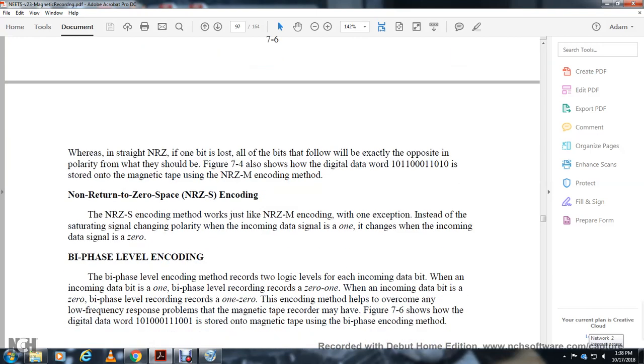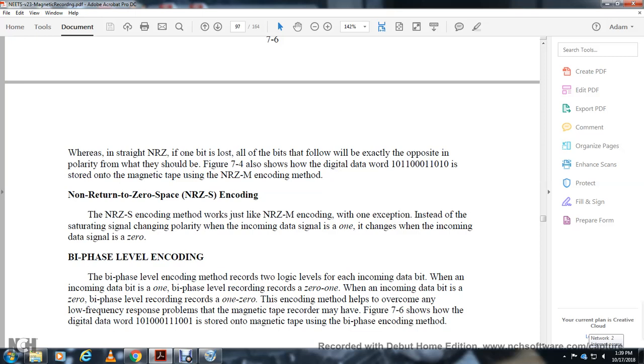Or biphase level encoding. The biphase level encoding method records two logical levels for each incoming data bit. If the incoming data bit is 1, the biphase level recording is 0 1. If the incoming data bit is 0, the biphase level recording of zero is 1 0.